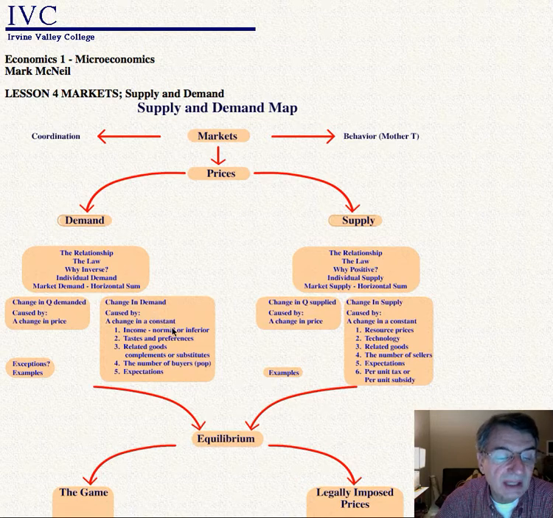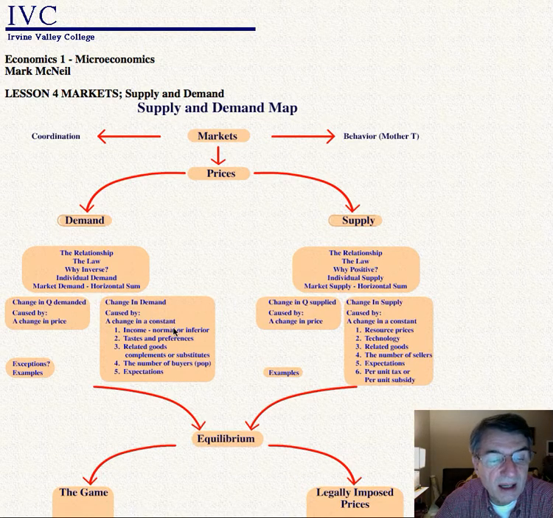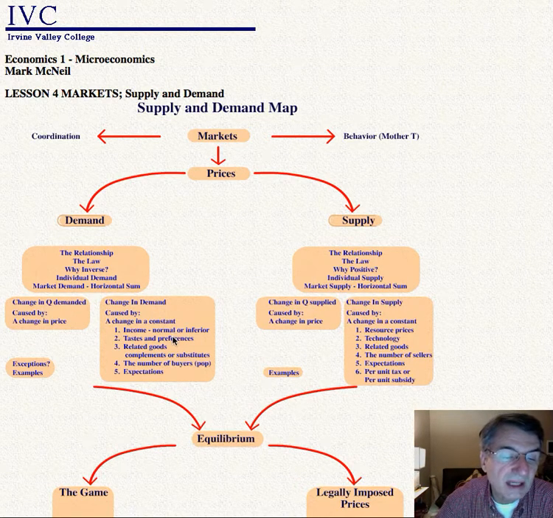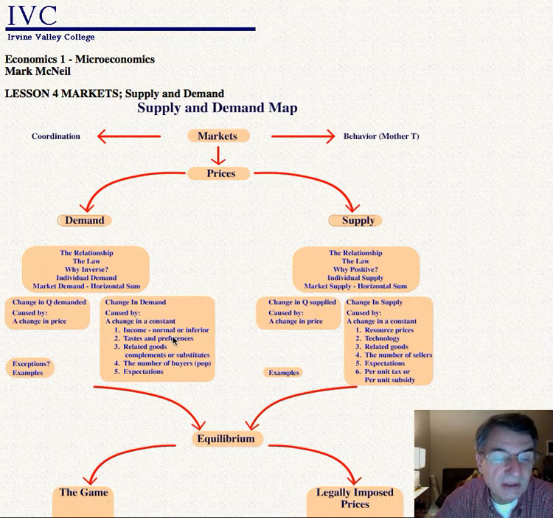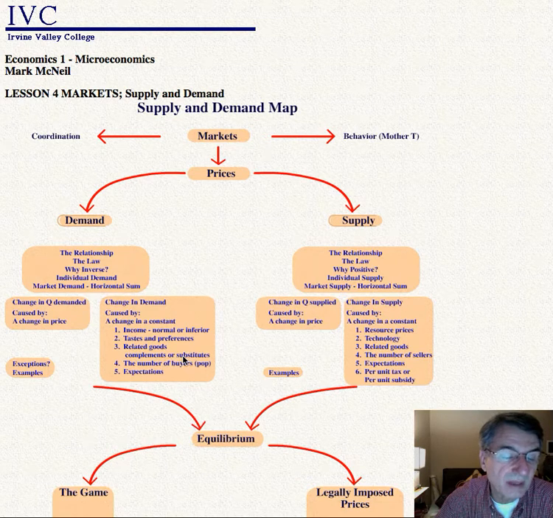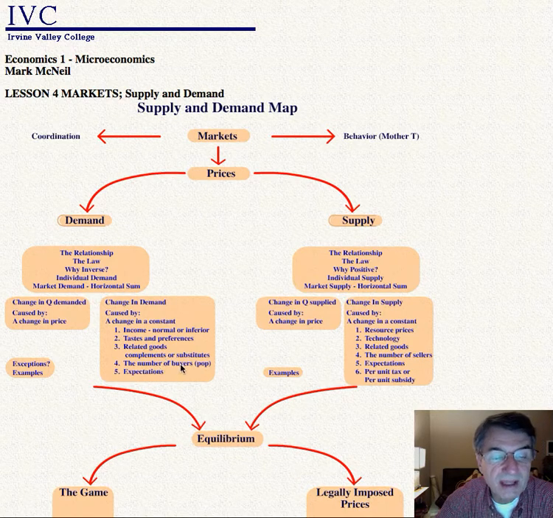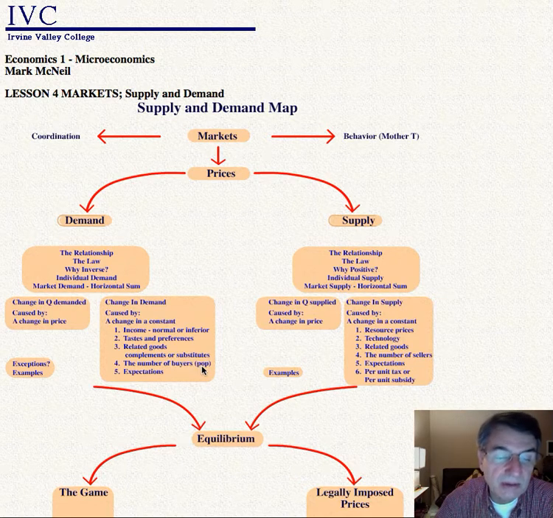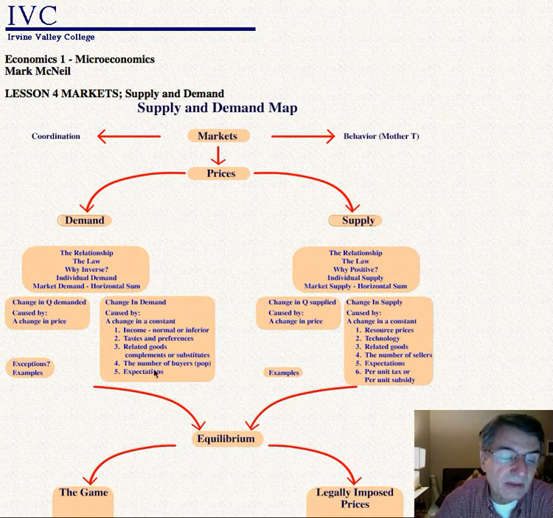So it's assumed that income is constant. If income changes, it'll cause a shift. Tastes and preferences, what people like or dislike, is constant as well. If that changes, it'll cause a shift. The price or availability of complements or substitutes to the good that we've drawn the demand curve for. If the price or availability of complements or substitutes changes, that'll cause a shift. The population, now we call this the number of buyers, but we mean a population change, more physical bodies moving into our market, then that would cause a shift.